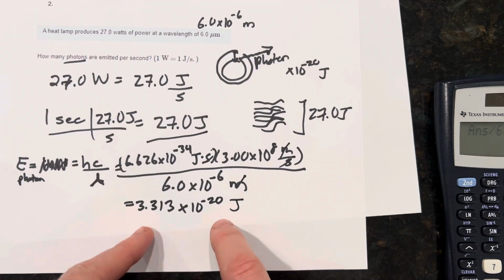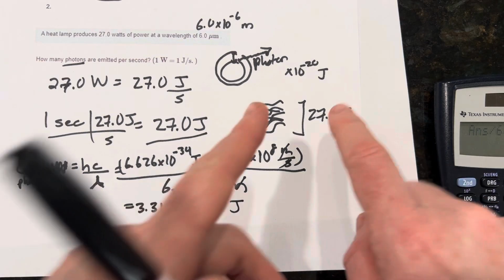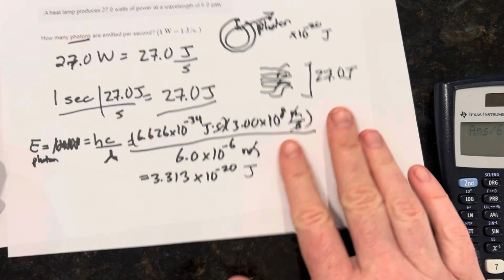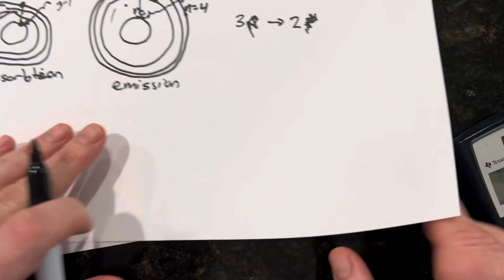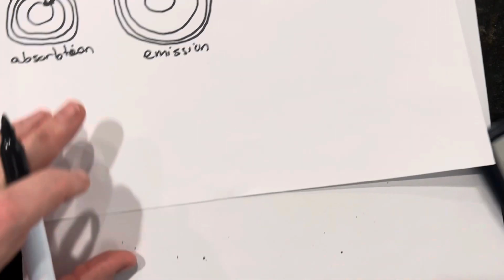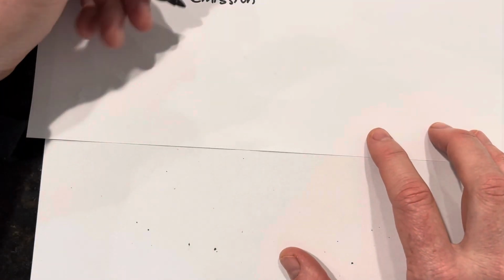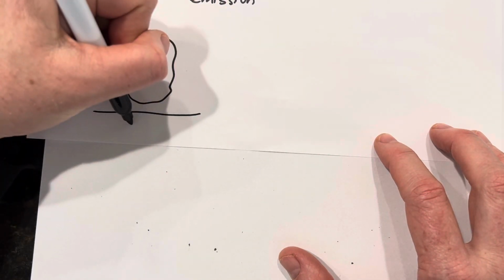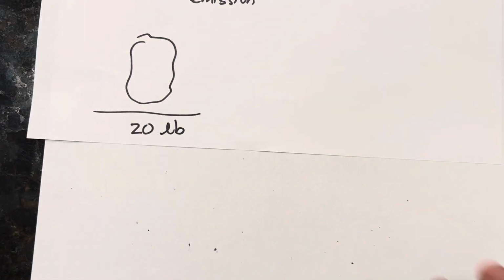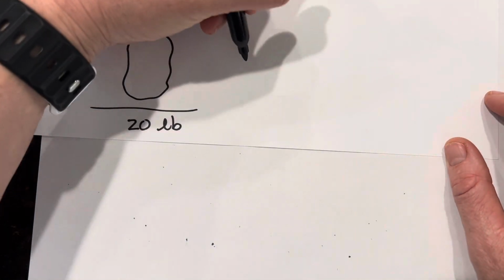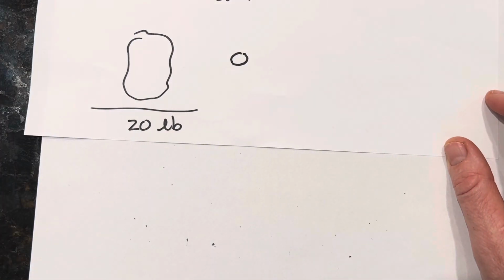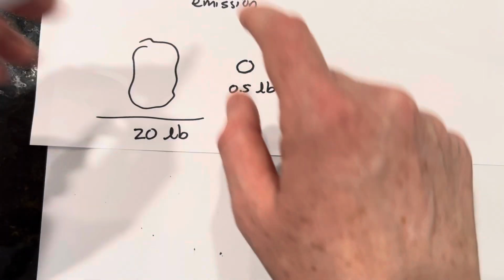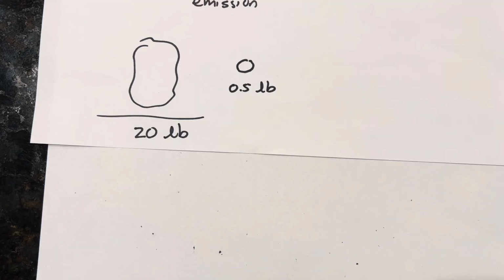So how many little tiny ones did it take to add up to 27 joules in total? I'm going to take a side note here. See if you agree with me. This is how I usually teach it in class. I have a sack of potatoes. It weighs 20 pounds. I have one potato. It weighs 0.5 pounds. How many potatoes are in this sack? And the answer is 40.